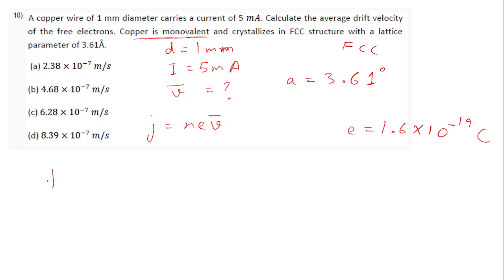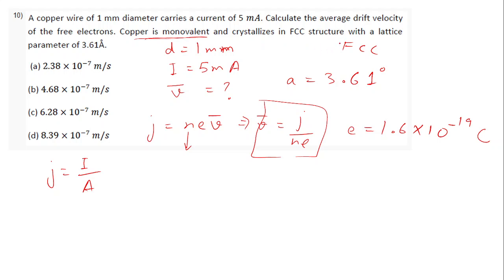Current density is current per unit area. The area we know, because we can calculate the wire's cross section since we know the diameter. So J we know, e we know, the number of electrons we need to find, and drift velocity we will calculate. Drift velocity will be J over n e. But we need to know the number of electrons per unit volume in this wire. For that, since copper is monovalent, one atom gives only one electron, and it's an FCC structure.